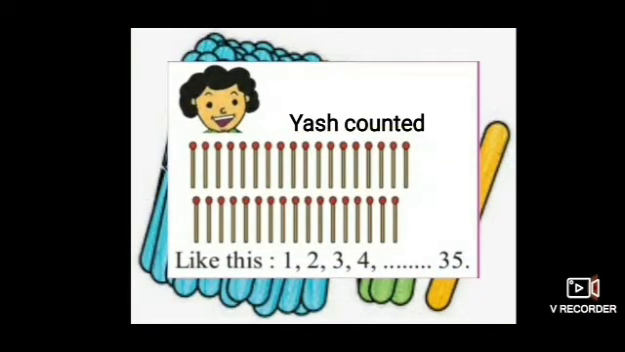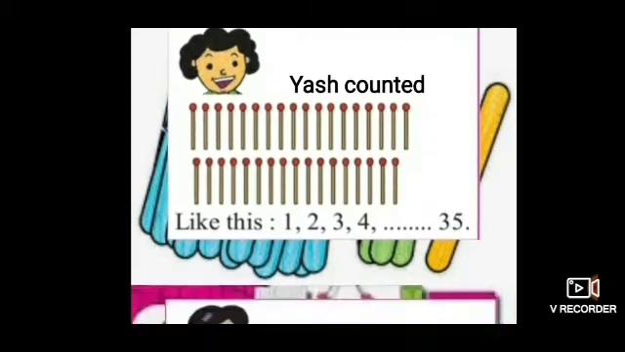Yash counted 1, 2, 3, 4, 5, 6, 7, 8, 9, 10, 11, 12, 13, 14, 15, 16, 17, 18, 19, 20, 21, 22, 23, 24, 25, 26, 27, 28, 29, 30, 31, 32, 33, 34, 35. Let's see how Rama counted the sticks.